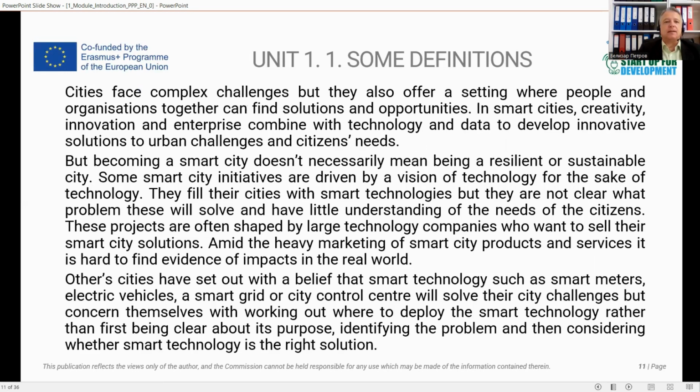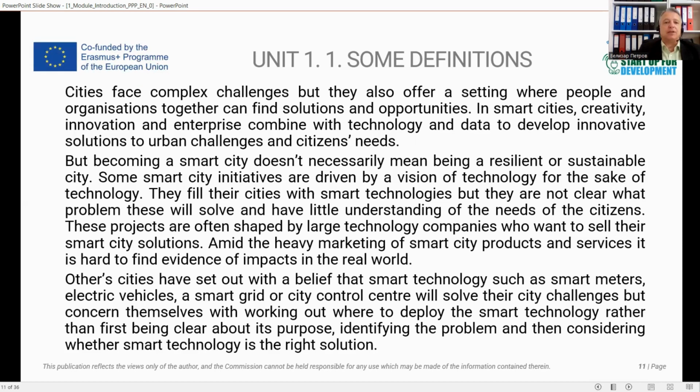Cities face complex challenges, but they also offer a setting where people and organizations together can find solutions and opportunities. In smart cities, creativity, innovation, and enterprise combine with technology and data to develop innovative solutions to urban challenges and citizens' needs. But becoming a smart city doesn't necessarily mean being a resilient or sustainable city.